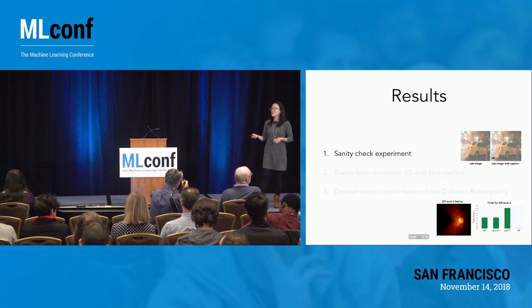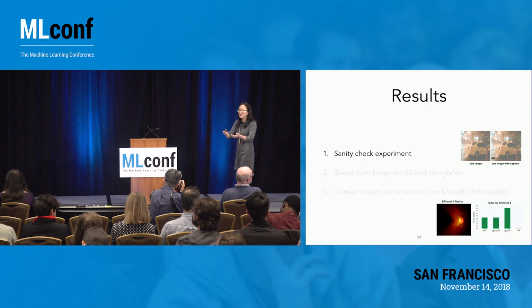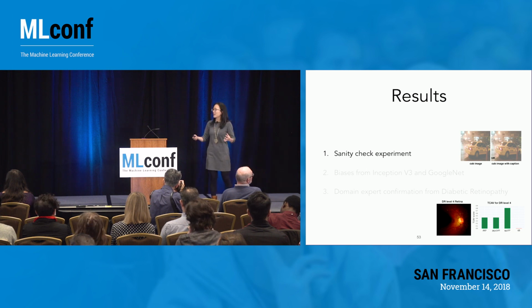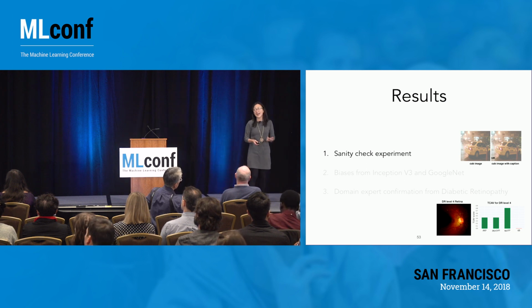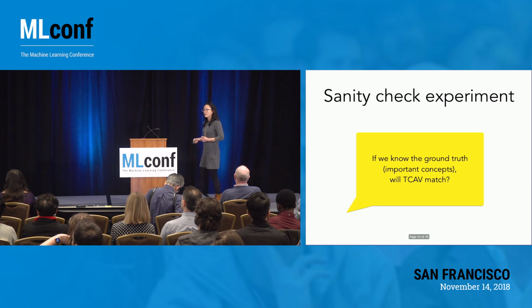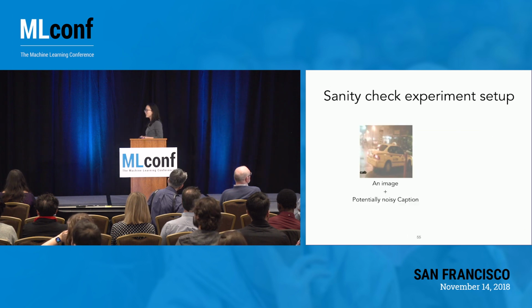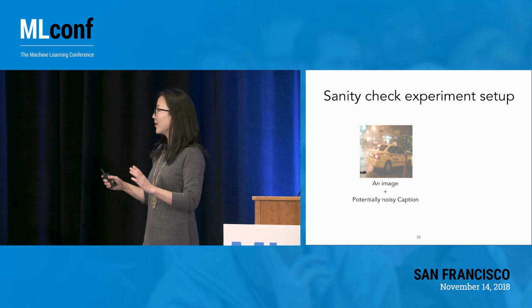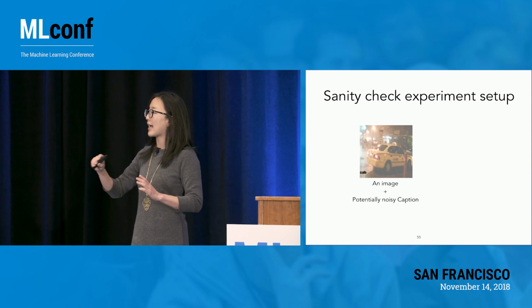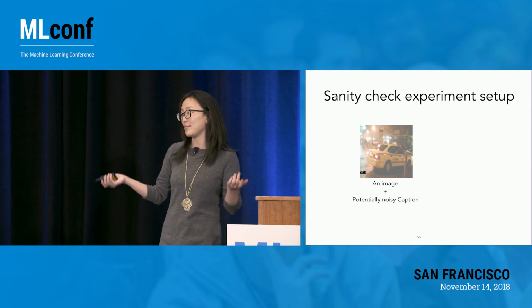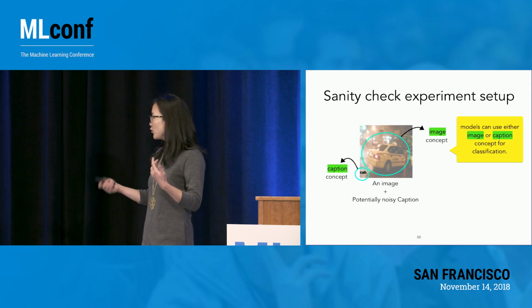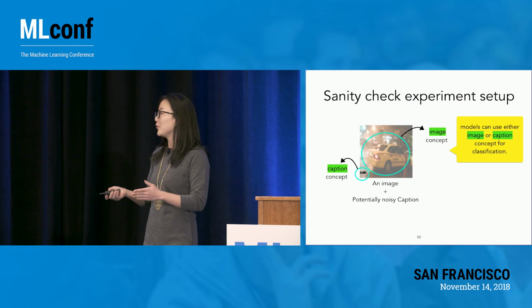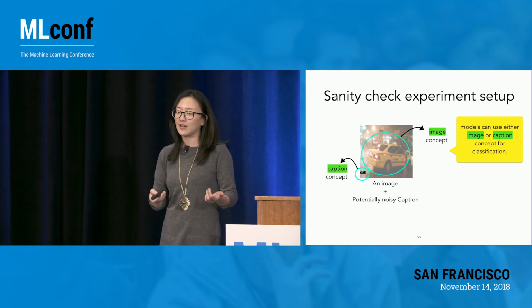First result is a sanity check experiment. I like sanity checks. So I crafted an experiment where I know which concepts were important and check that TCaV can match that ground truth. So how do we do this? There are lots of different ways to do it, but here's the setup. I have an image, and I programmatically wrote a caption. So if there's a cab, I'm going to write CAB, cab. Why do I do this? Well, I am artificially creating two concepts. Here, the network can now use either the image or the caption for classification.